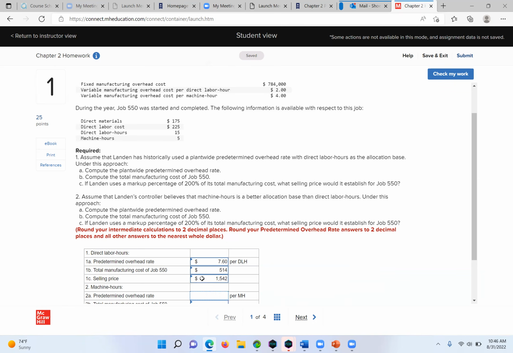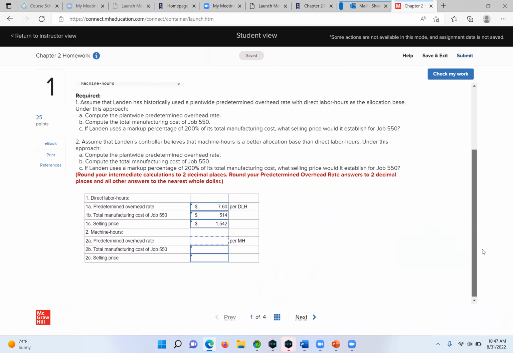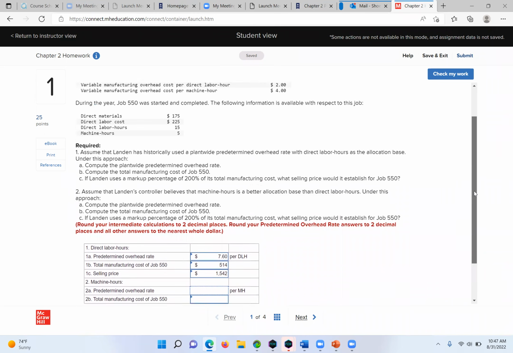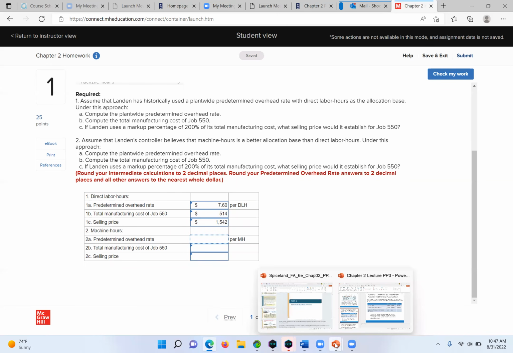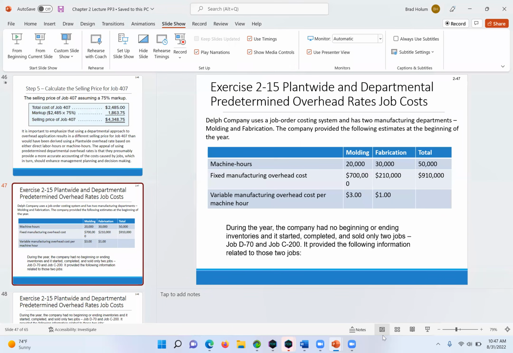Does that make sense, guys? Yes, no? I'm trying to show you how these exercises, everything we're doing, will allow you to complete the homework. Okie doke.